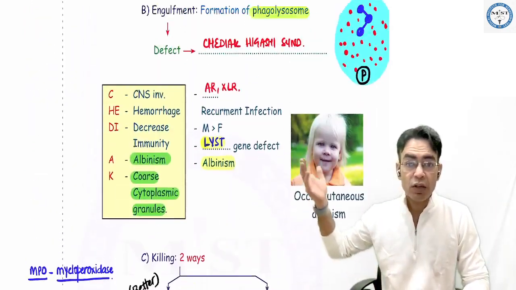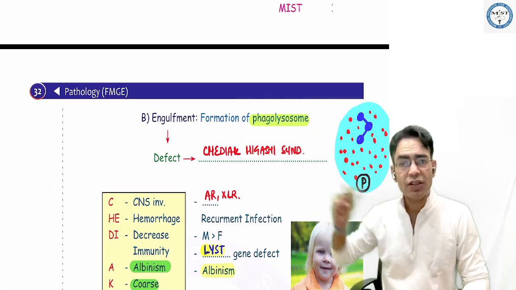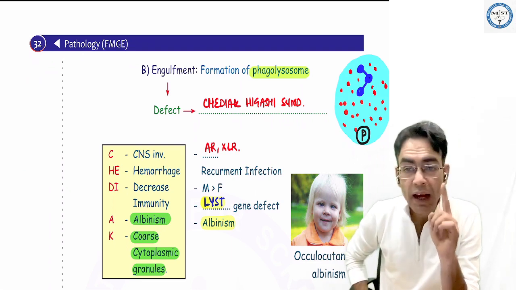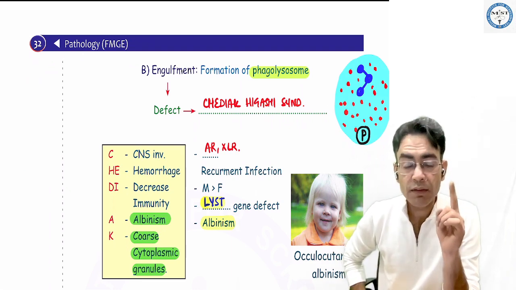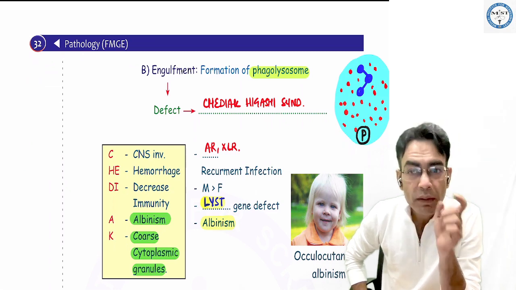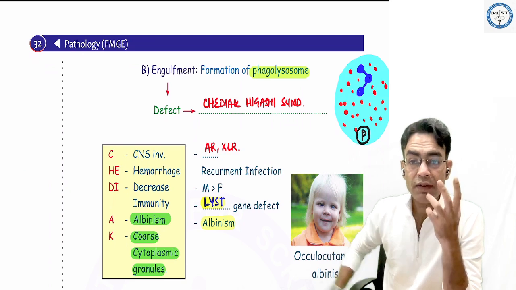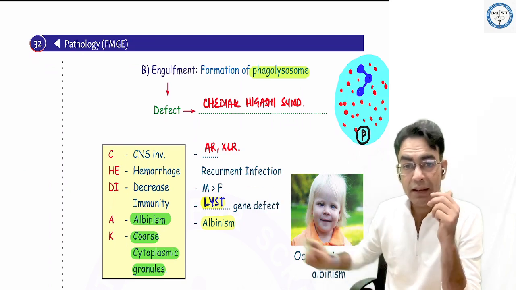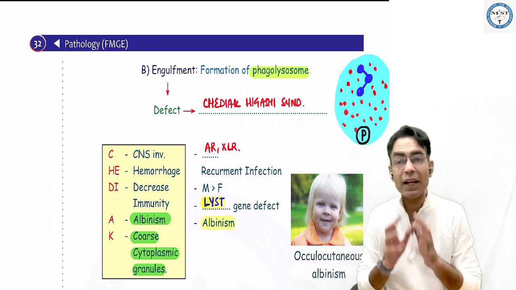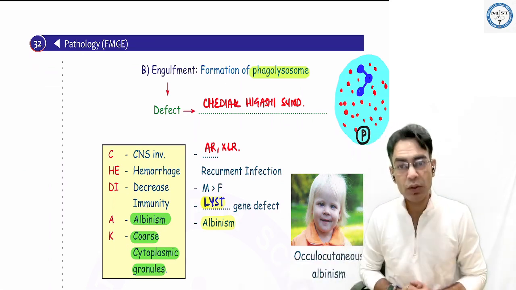The second disease which we have to learn is defect in the formation of phagolysosome, Chediak-Higashi syndrome. Two things you have to learn. Number one, Chotu, this is AR, autosomal recessive, and XLR both. So because it is AR, it is not mandatory that always a male child will be affected. Secondly, there is the LYST gene defect, and thirdly, there will be history of albinism, and fourth, there can be coarse cytoplasmic granules in the neutrophil. Neutrophils have very fine granules, but there can be coarse granules in the neutrophil.